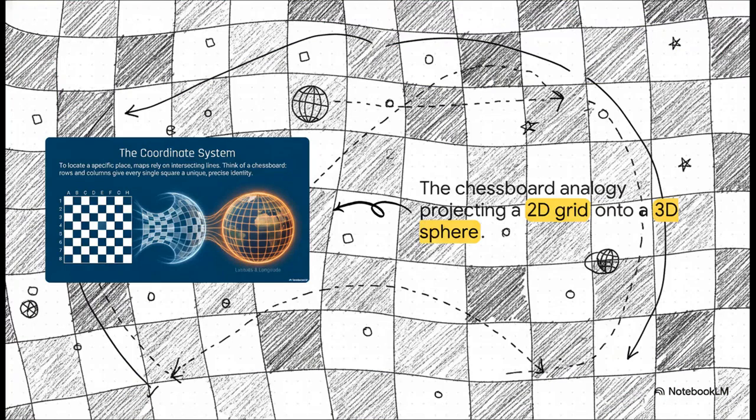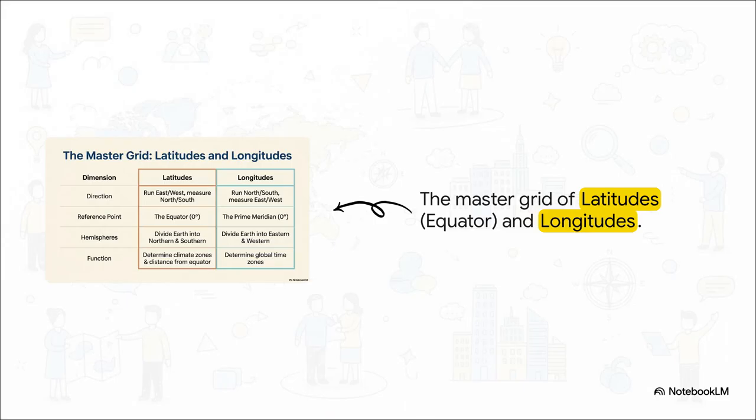Okay, think of the Earth's coordinate system like a giant chessboard, wrapping all the way around the planet. To locate a specific place, maps rely on intersecting lines. You know how the columns and rows on a chessboard give every single square a unique, precise identity, like E4? Well, the 2D grid we project over our 3D globe does the exact same thing for every single inch of our planet. Let's build this master grid together.